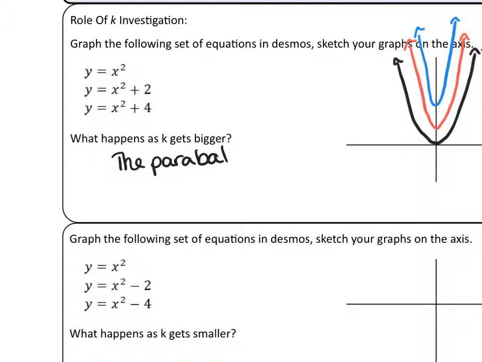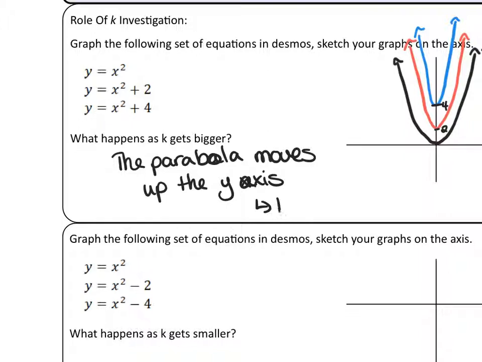The parabola moves up the y-axis. And you would have noticed that the 2 and the 4, this one was at 2 and this one was at 4. So it actually told you how many units that it went up. So k, that value that's right there, which is in the k position, tells you how far it moves up.